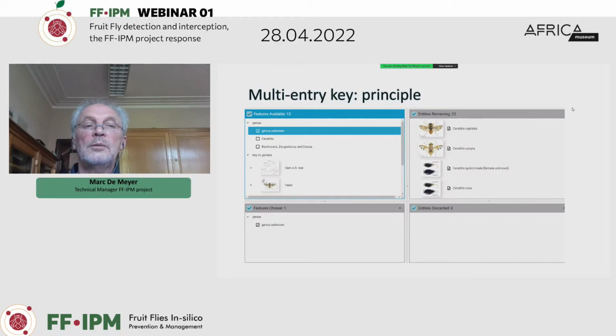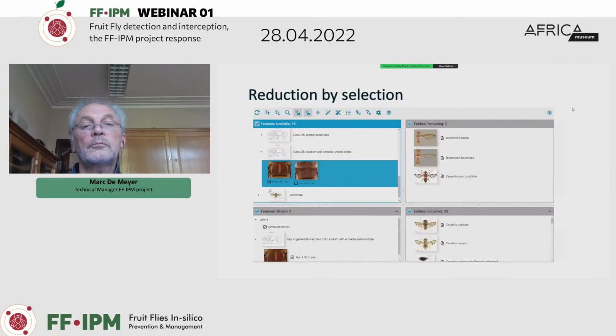A multi-entry key gives you a list of characters that you can choose from yourself, and then a list of entities, the number of species among which you want to identify. By having the choice of which characters, it's up to you what you choose. If the legs are not there, maybe the head is there, and you can look at characters of the head, or characters of the wing, or characters of the abdomen. So you can actually select what kind of characters you want to use. And by selecting, you will reduce the number of entities.